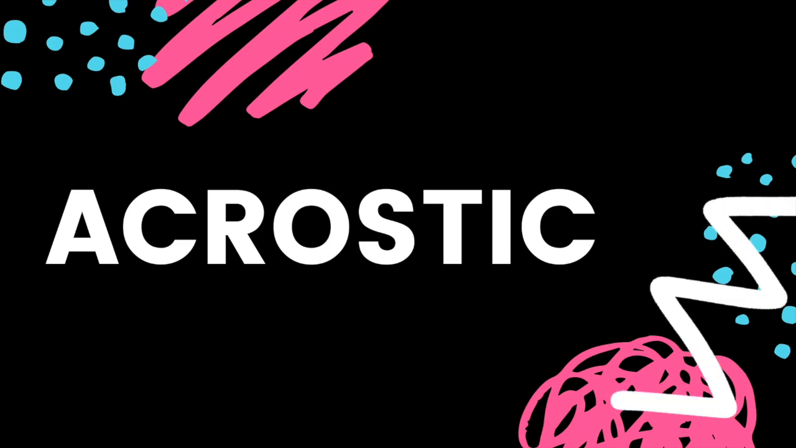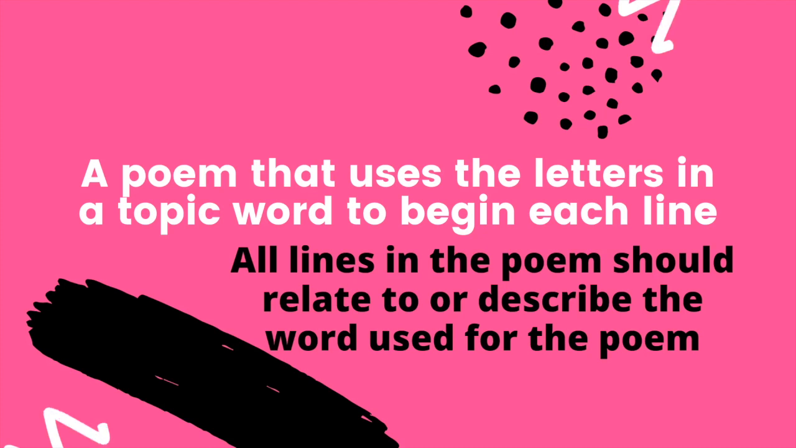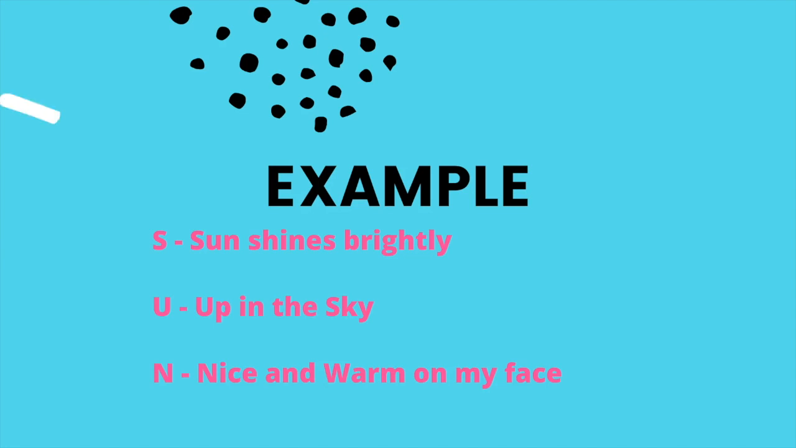Next type of poem I'm going to be reviewing with you is something you all are probably familiar with. It's an acrostic poem. I'm sure that at some point in your lives you have all done an acrostic poem. An acrostic poem is where you use the letters in a topic word to begin each line, and as a reminder, all of the lines of the poem should relate to or describe the word in the poem.